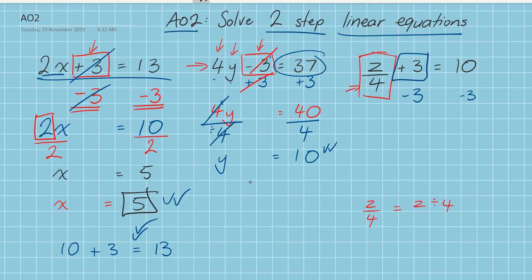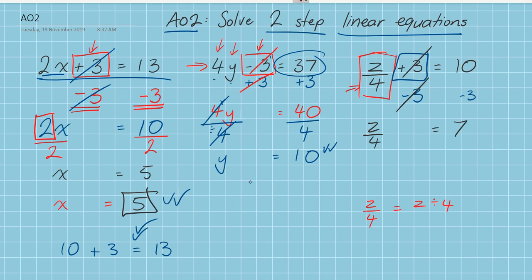Okay, so let's reassess the situation. Let's rewrite this thing out. I've got z divided by 4. I've eliminated that, which means I'm left with just 7. Okay, cool, that's good. Now, next step.